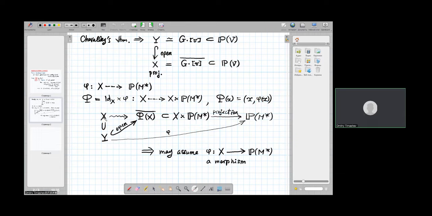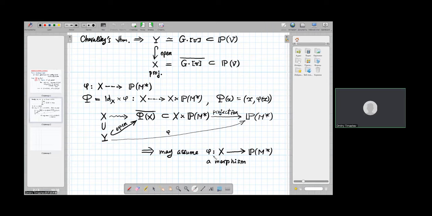So we started from an open embedding X of Y. And this morphism phi on the open orbit extends to a rational map from X to the same projective space. But now, if we replace X with this guy, on this guy we have a morphism. This projection map is a morphism, which still extends this map phi. So this is why, after this replacement, we can assume that phi is a morphism. Okay, did I explain?